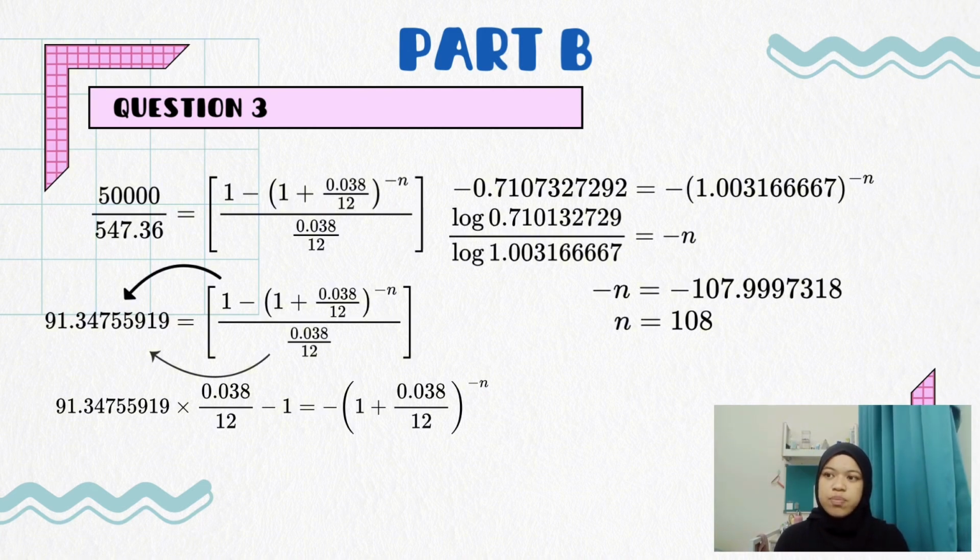After that, we got 91.3475519 multiplied by 0.038 over 12 minus 1 equals negative (1 plus 0.038 over 12) powered by negative N. After that, we got negative 0.71073279292 equals negative 1.003166667 powered by negative N. After that, log 0.710732729 over log 1.003166667 equals negative N. After that, negative N equals negative 107.9997318, and the final answer that we got is N equals 108 payments.